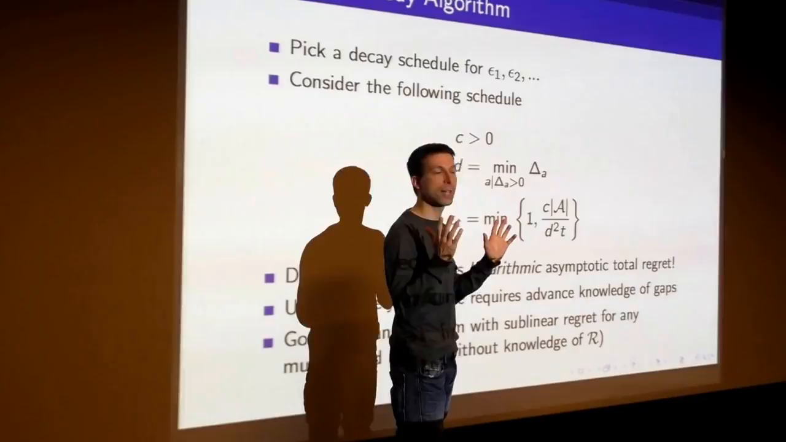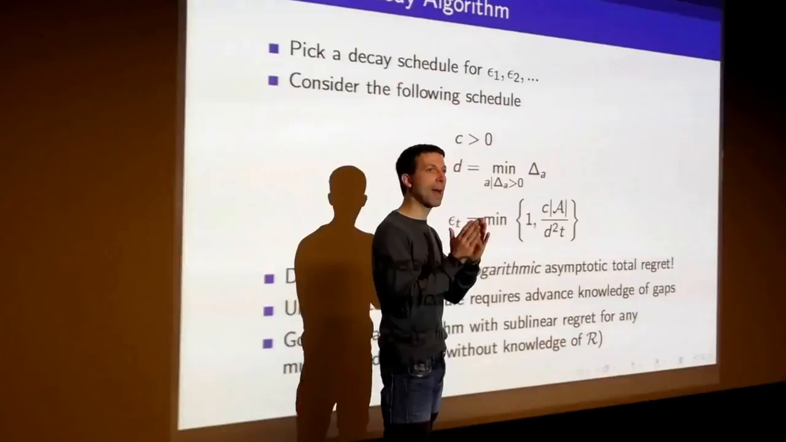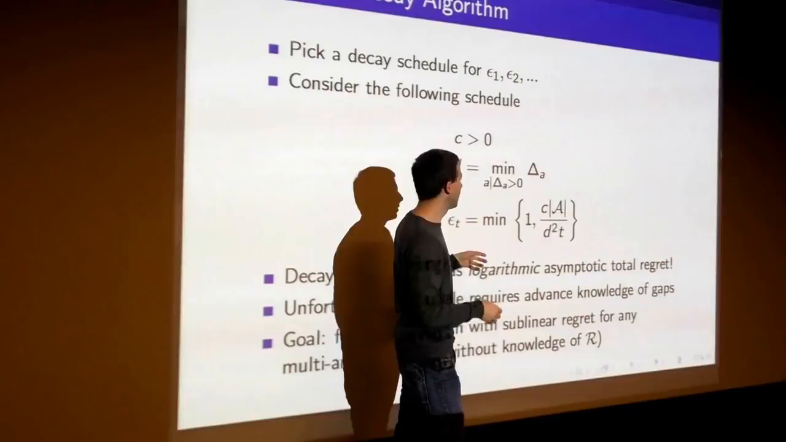If we knew the size of all our gaps, then what we could do is invent this schedule, which says, okay, every step, all we care about is the size of the smallest gap. Like, what's the difference between the best action and the second best action? If we know that difference, we can use it to craft a schedule which looks something like this. Don't worry too much about the form of this.